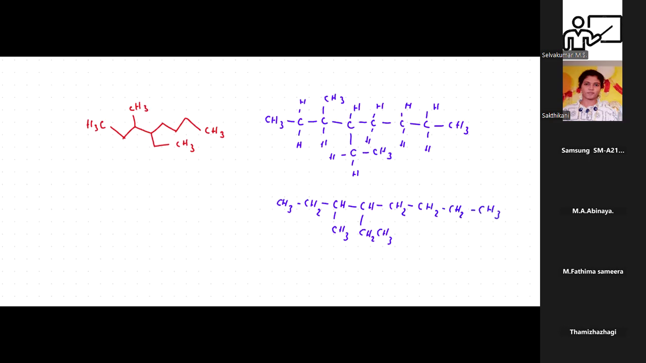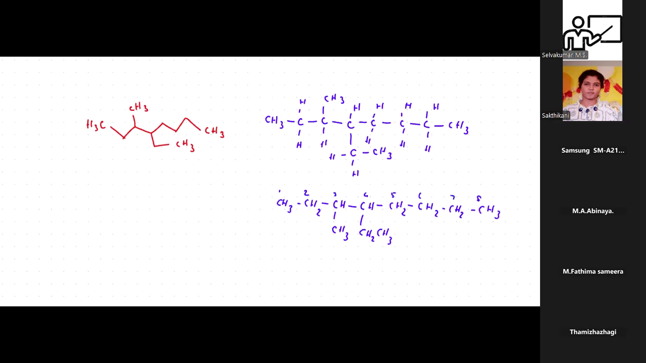1, 2, 3, 4, 5, 6, 7, 8. 1, 2, 3, 4, 5, 6, 7. 1, 2, 3, 4, 5, 6, 7. So 8 is the longest chain. So now you number so that the substituent will get the least number. 1, 2, 3, 4, 5, 6, 7, 8.